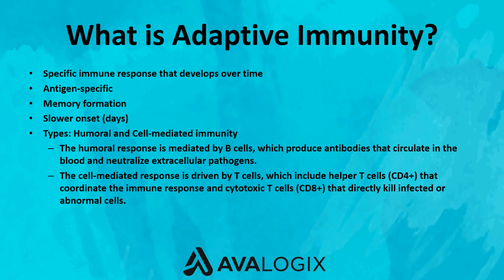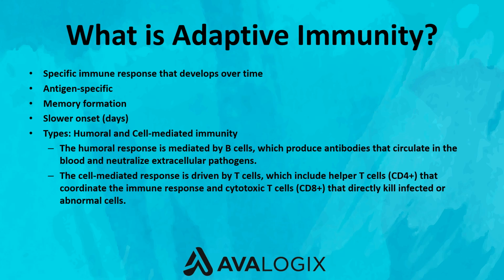Alright, now that we've covered the fast and furious world of innate immunity, let's take a step into something a little more specialized, a bit more strategic, the adaptive immune system. If innate immunity is the body's rapid response team, adaptive immunity is the elite tactical force. It doesn't rush in blindly. It studies the invader, crafts a custom response, and most importantly, it remembers the encounter for next time.